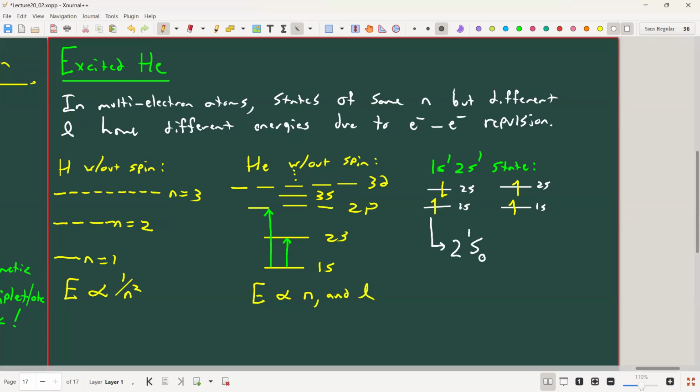But here we don't have a singlet anymore. 2s plus 1 is 1/2 plus 1/2, so s is 1. This is what's called a triplet state now. So this has a different spin.